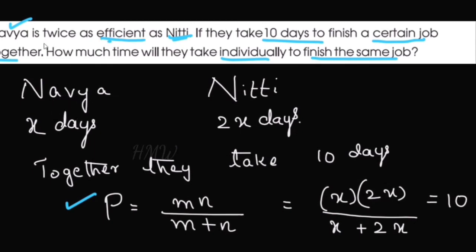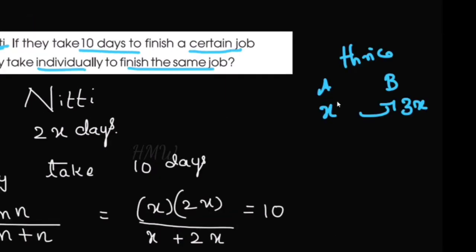How do you write it? Navya is twice as efficient as Niti. So if you write Navya as X days, then multiplying by 2 gives Niti. Suppose the question says A is thrice as efficient as B: A will take X days, B will take 3 times X. So learn to write that first, the number of days taken by A and B. This is how you should write.